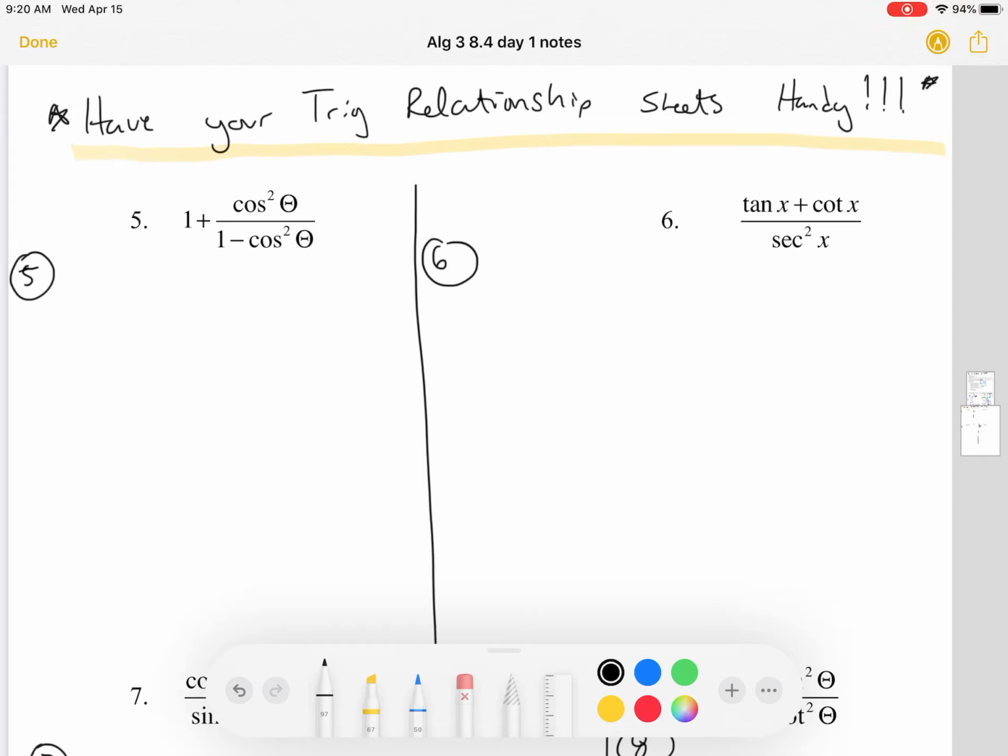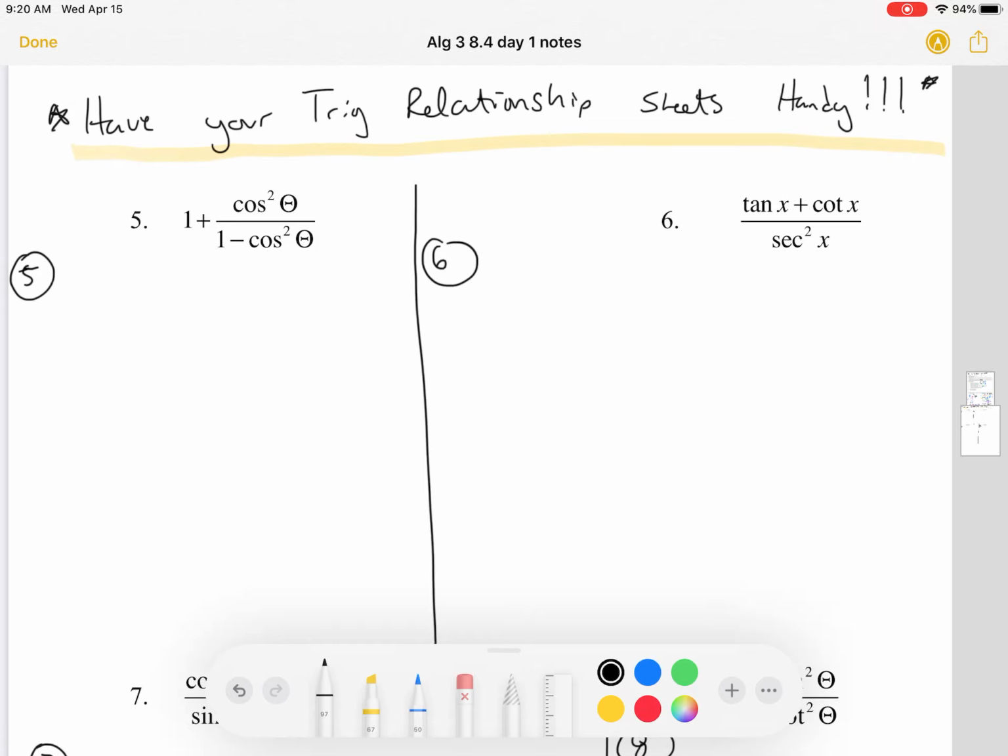As you can see on the top of the screen right now, it says have your trig relationship sheets handy. Make sure you have those up on your computer or printed out or written down or something. You're going to need to be comfortable with these. You're going to be referencing that sheet a lot. So make sure you have that out or none of this is going to make sense.